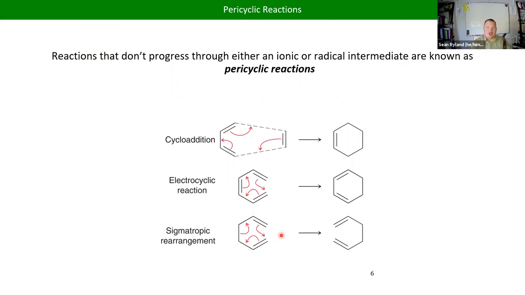All right, so these pericyclic reactions, they're really interesting in that what makes them a pericyclic reaction or pericyclic reaction, two pronunciations for the same thing, is that they're not ionic or radical based. They're neither of those. And so if they don't go through an ionic or radical intermediate, the other option is that everything has to happen all at once. Any steps that are going to happen are going to happen all at once. And so there's three major categories of these. We're going to spend most of today talking about cycloaddition.